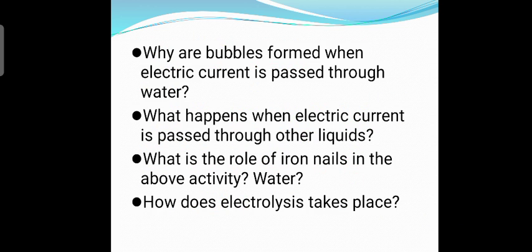Why are bubbles formed when electric current is passed through water? What happens when electric current is passed through other liquids? What is the role of iron nails in the above activity? What is the role of water in it? And how does electrolysis take place? So let's see them.